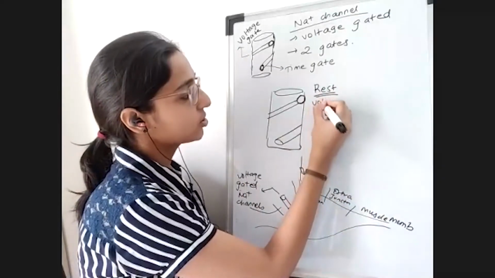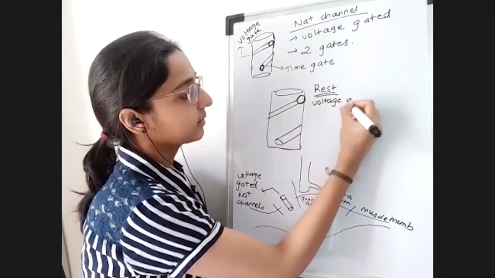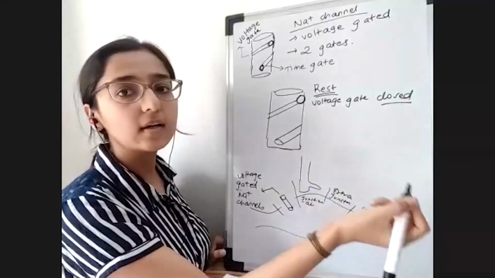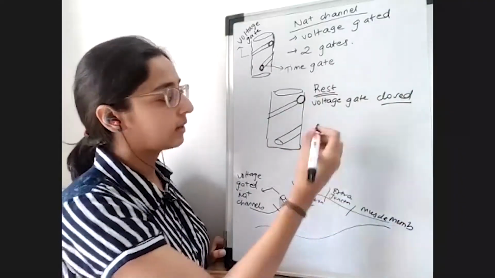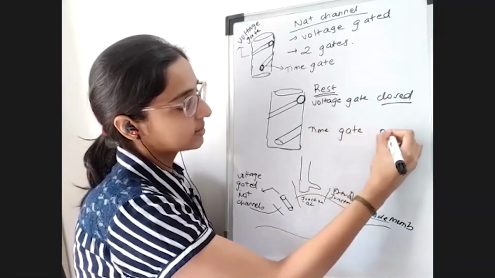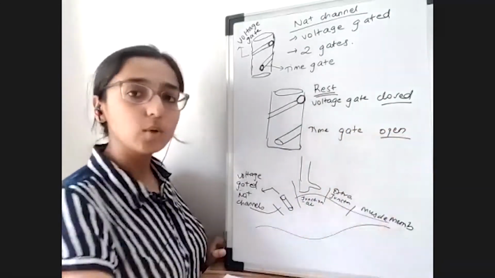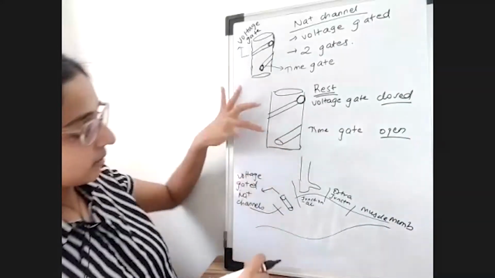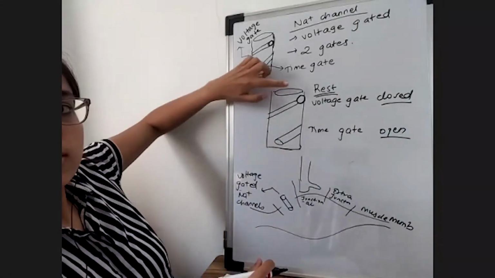The voltage gate is closed. Obviously, it will be closed because there's no current coming, there's no voltage sensed over there. So the gate will be closed, and the time gate over here is open. At a time, both the gates won't be closed. So the time gate is open, and the voltage gate is closed.